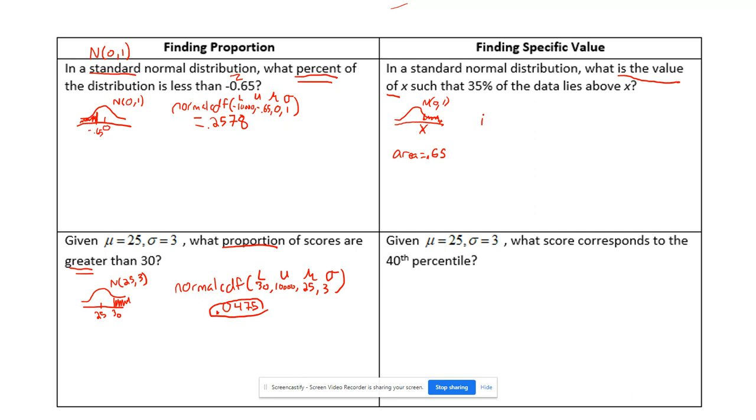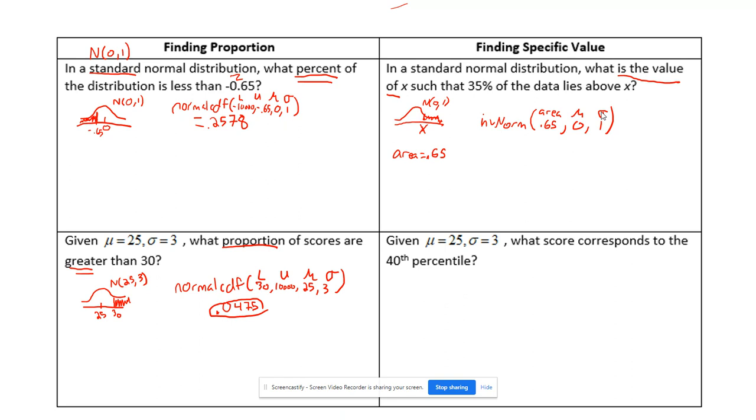So I'm going to go ahead and do my inverse norm. It asks for the area, which is my 0.65. Remember, 0.65 is below x, 0.35 was above. My mean was 0, and my standard deviation was 1. And so if we go and we type that in on our graphing calculators, what value are you going to get?